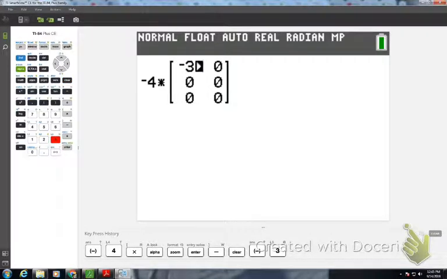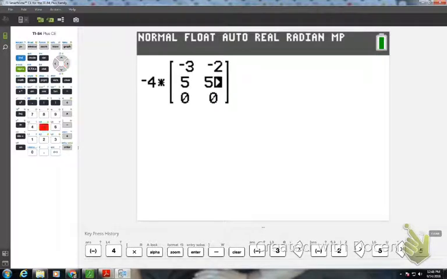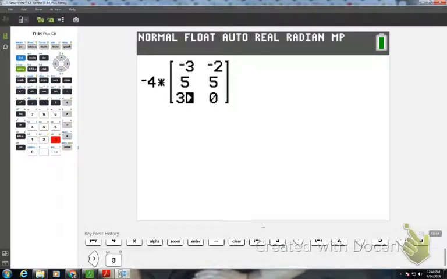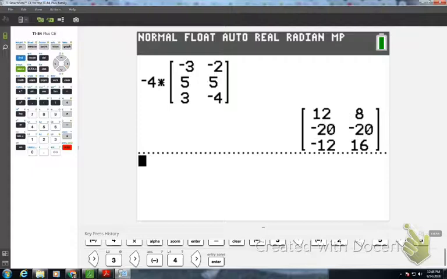So -3, -2, 5, 5, 3, and -4. Cursor all the way over to the right, hit enter, and that is our actual answer that we should have gotten.